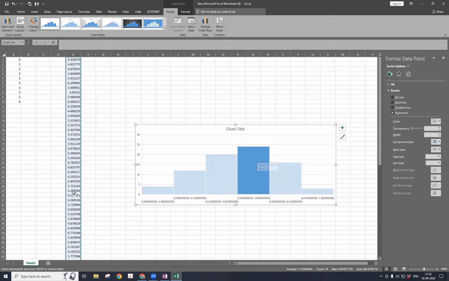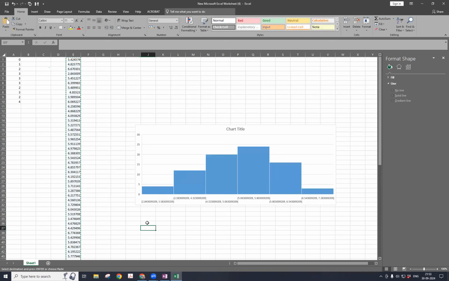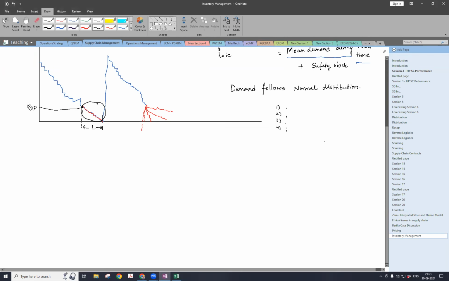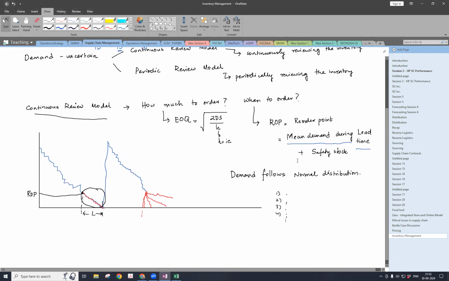Now, 24 out of how many? There are 79 such total instances. So this is 4 divided by 79. If you want to put it from a probability distribution point of view, it is saying that there is only a 5% chance that a randomly picked number from this will fall between 2.84 and 3.58. That is what this is representing. Now we are going to use this concept of probability distribution to explain how we go about working with demand distribution or normal distribution in the case when the demand is uncertain, right?